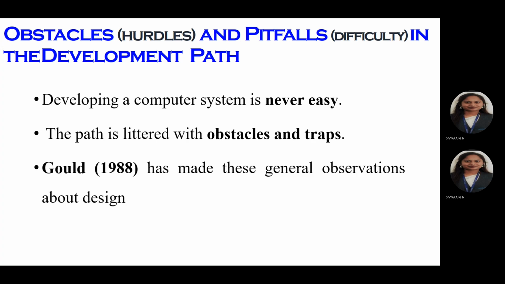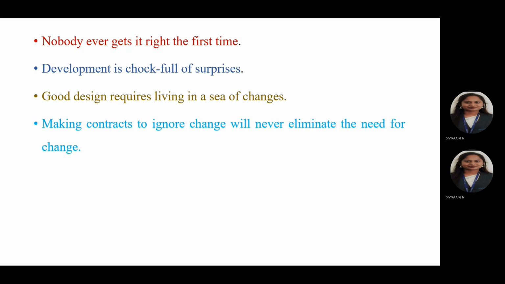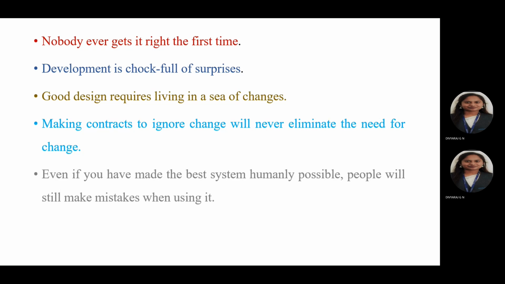Gould has made these general observations about design. Nobody ever gets it right the first time. Development is chock full of surprises. Good design requires living in a sea of changes. Making contracts to ignore change will never eliminate the need for change. Even if you have made the best system humanly possible, people will still make mistakes when using it.